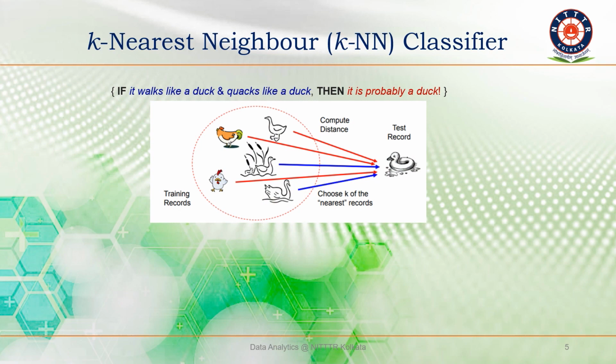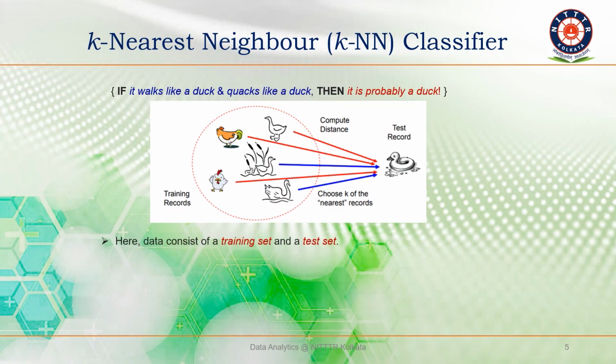So, you have understood that the test record, which is an unlabeled duck, is to be classified based on the training records. In the training records, you have different ducks, hens, and other birds altogether. So, this unknown test record, which kind of bird it will be classified as, is the problem.